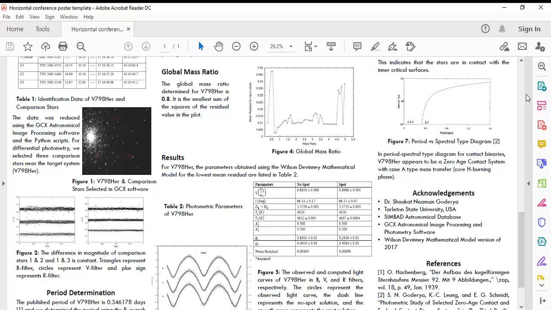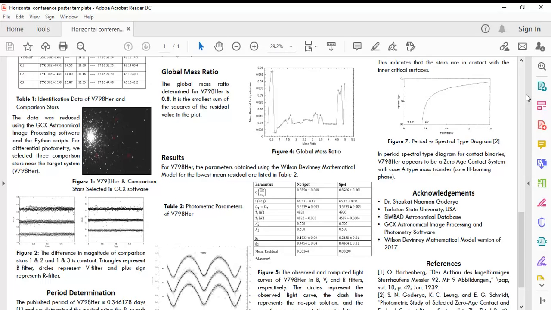The temperature of the primary component is fixed during differential correction for no spot and spot solutions, that is 4920 Kelvin, and the temperature of the secondary component is 4832 Kelvin in no spot solution and 4697 for spot solution. The bolometric albedos for reflection, heating, and re-radiation on stars 1 and 2 respectively are assumed to be 0.5 for convective envelopes.